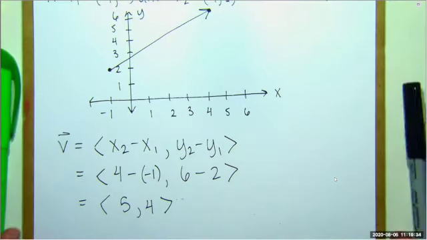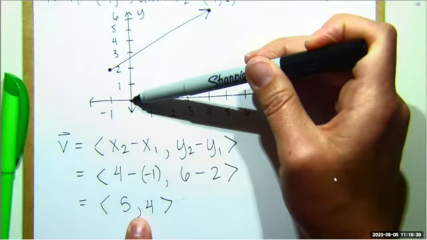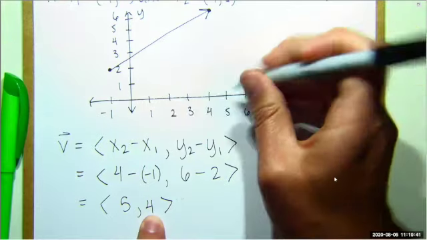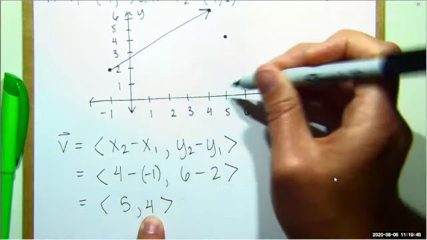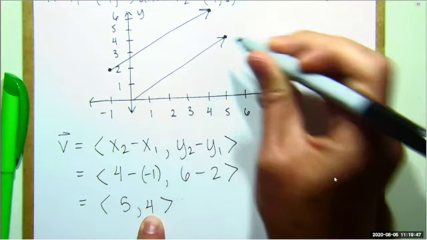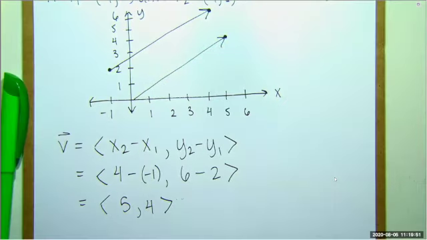So let's draw on our position vector. If our starting point is at the origin, that tells us our end point is at 5, 4. And this should look like the same vector as this, just shifted down, and it does. So that all checks out. Any questions on this?